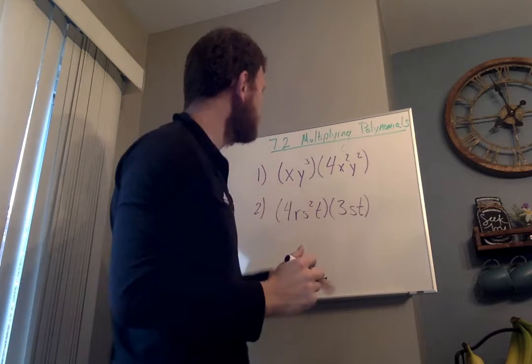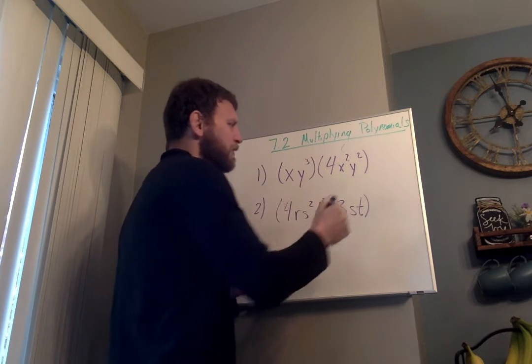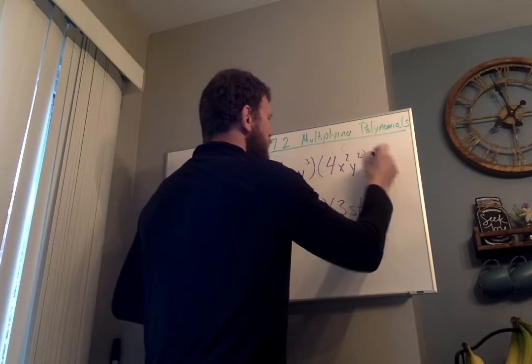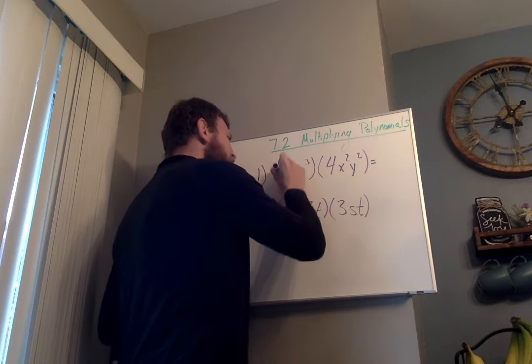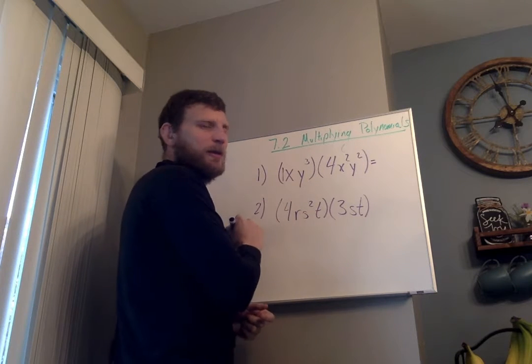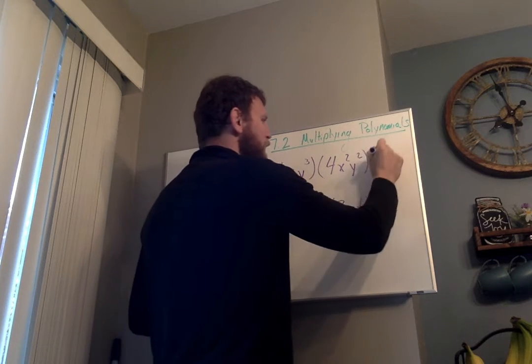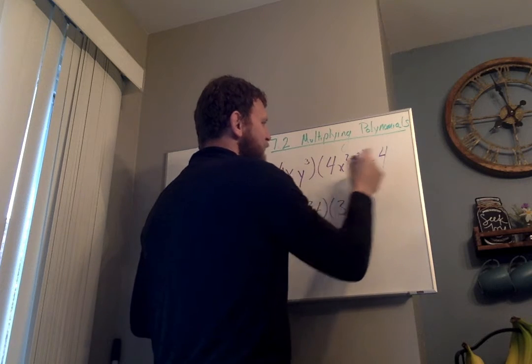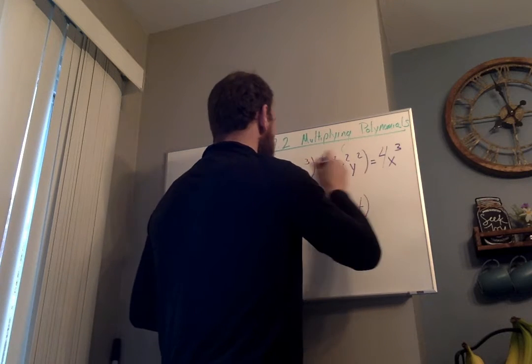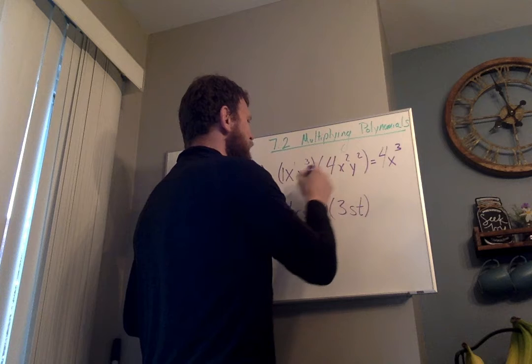All right, so let's look at these two real quick. So here we're going to start out with multiplying the numbers. So it's 4 times, and there's a 1 there. It's understood to be 1. So 4 times 1 is 4. X times x squared, well, that's x cubed because we're going to add the exponent. So 1 plus 2 is 3.